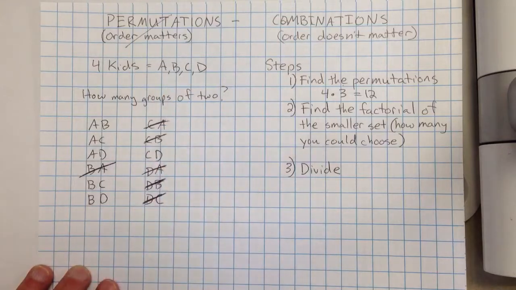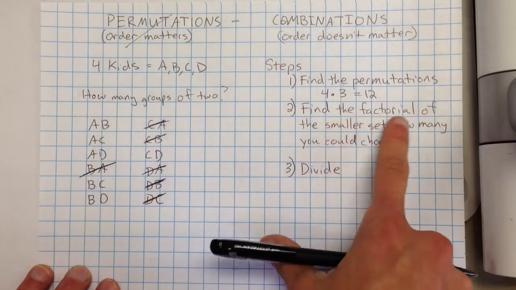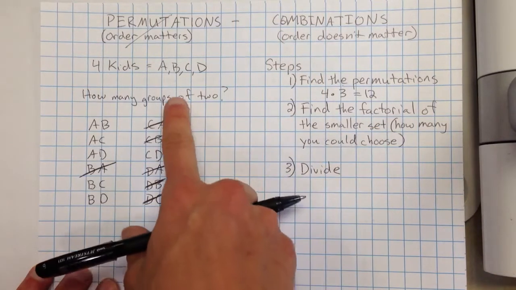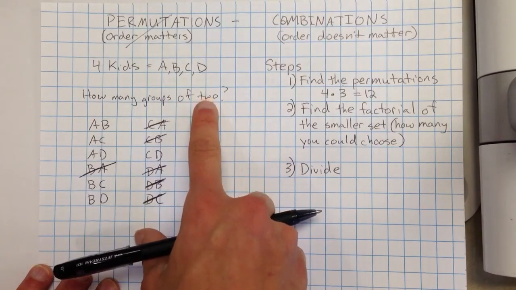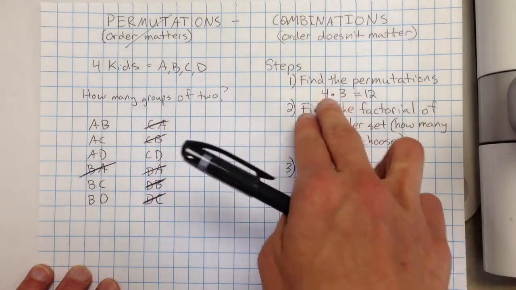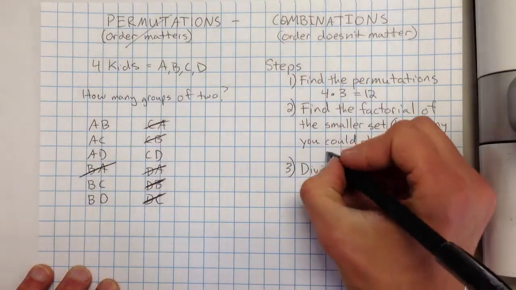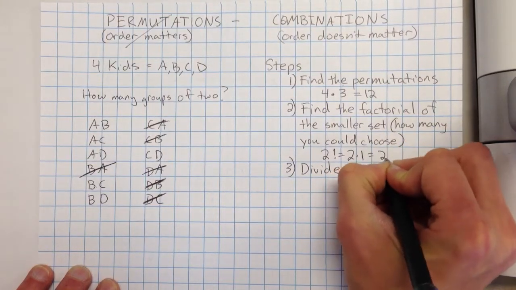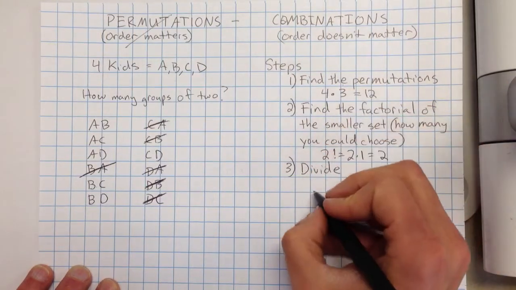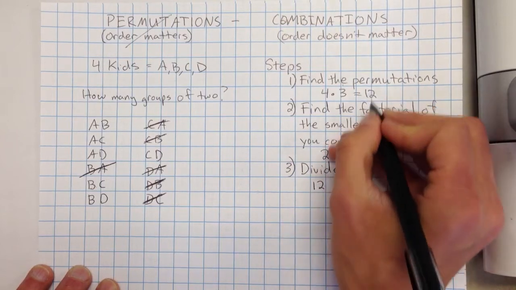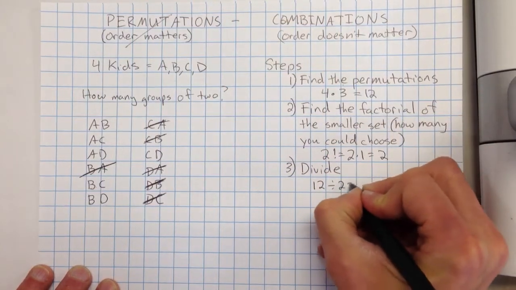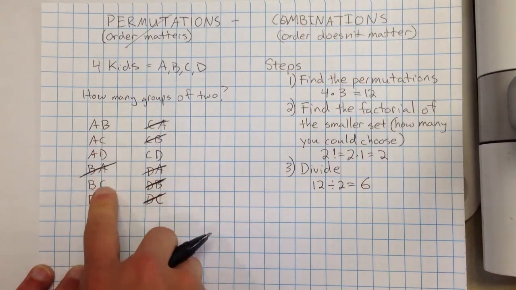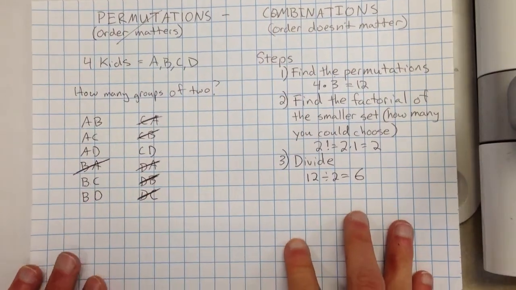But right now, order doesn't matter because I'm just doing groupings. So what I'm going to do is find the factorial of the smaller set. That's the same thing as how many you chose. Now, I chose 2 for my groupings. Okay, so I was just working with 2 numbers here. So I would simply find 2 factorial, which is the same thing as 2 times 1, which equals 2. And then I'm simply going to divide. Okay, so we would have 12 for my permutations divided by 2. It's going to equal 6. And we can see over here that works. There are 6 groupings of 2.